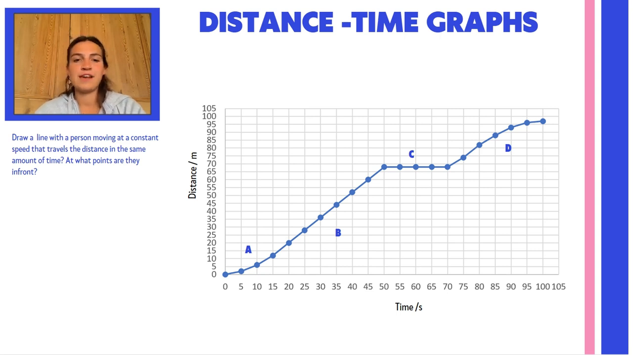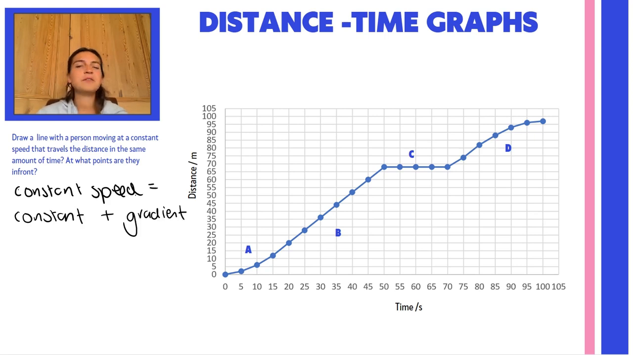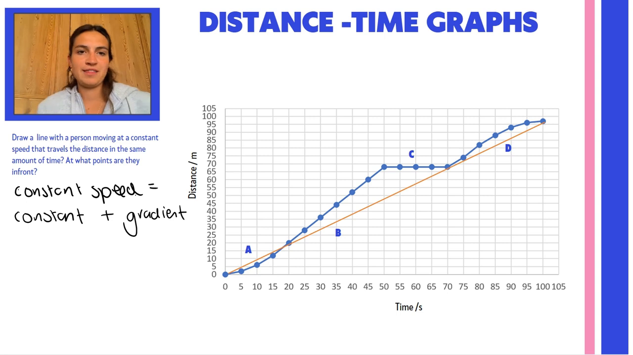At what points are they in front? So first things first, if this person is traveling at a constant speed, then this line needs to have a constant gradient. Okay, so it's going to be a straight line. And then I just need to make sure that at that final time of 100 seconds, they have traveled that 97 meters. So my line will look something like that from 0 to that final point.